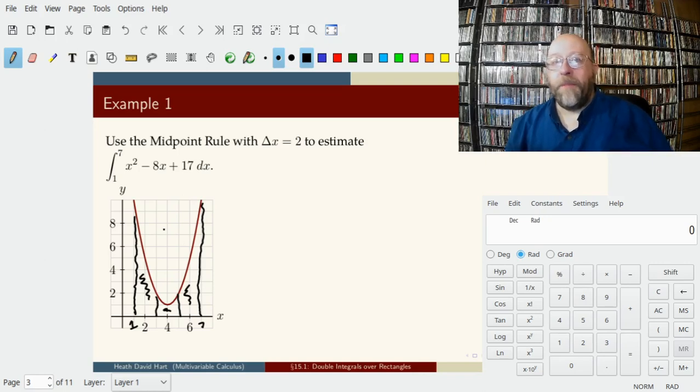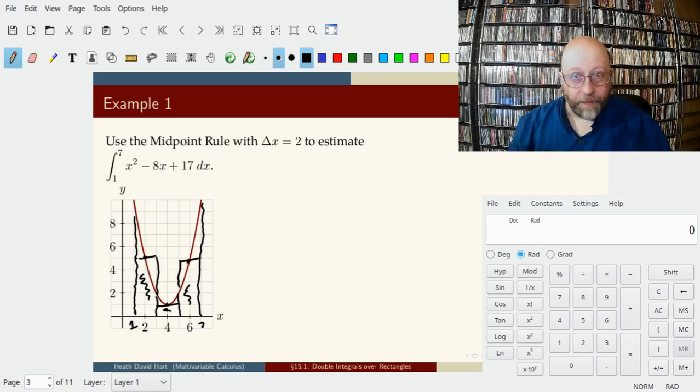Since we're using the midpoint rule, we use the midpoint between 1 and 3, which is 2, to generate the height of our first rectangle. Then we use the midpoint rule for the second rectangle, which is at 4. And then we use the midpoint rule for the third rectangle, which is over here at 6. Okay. So we have 3 rectangles.